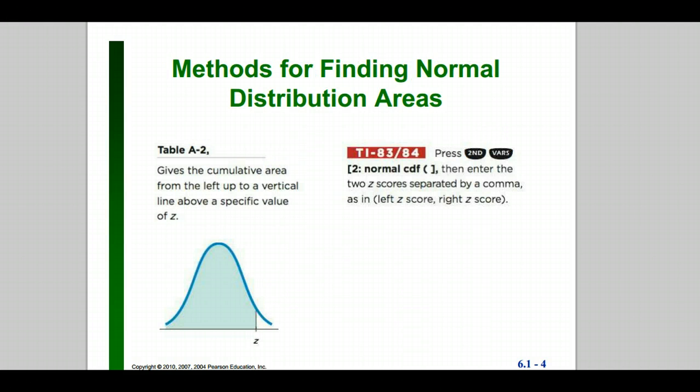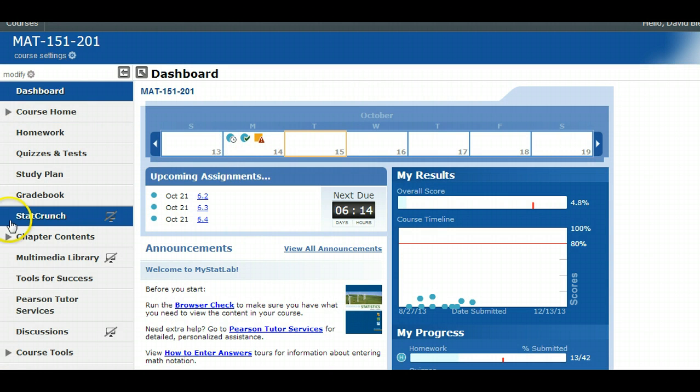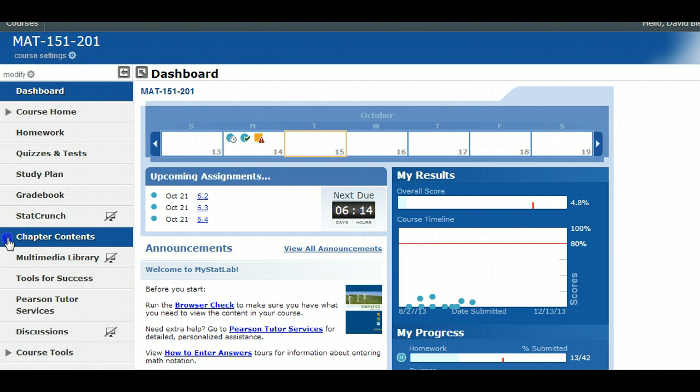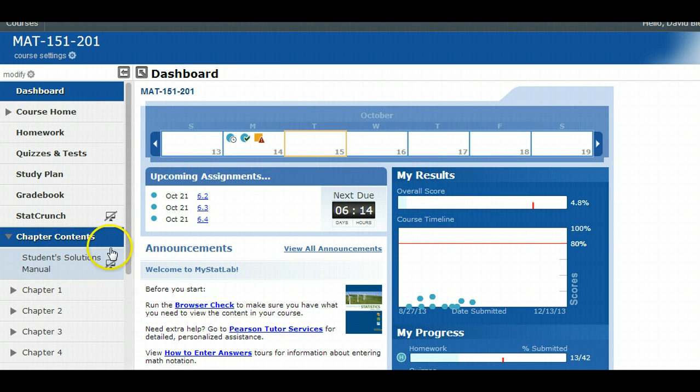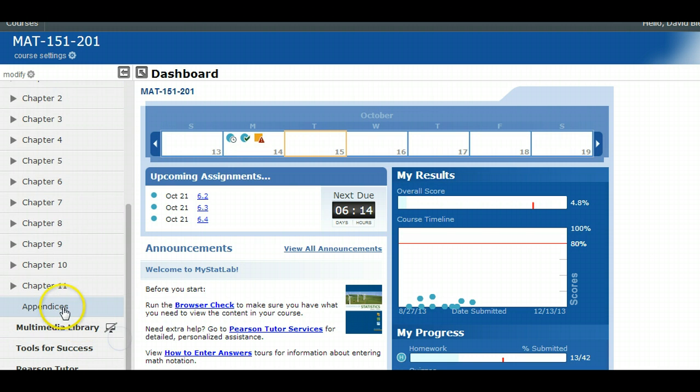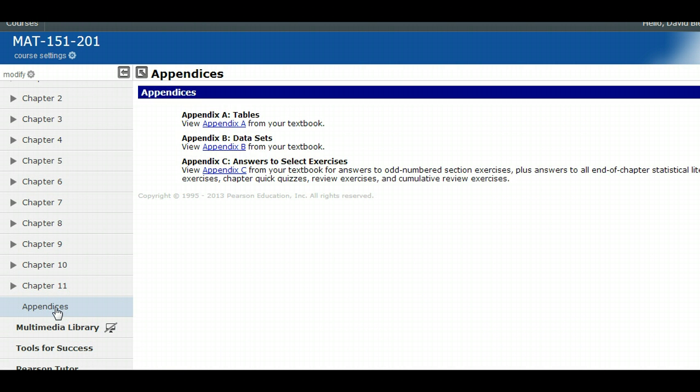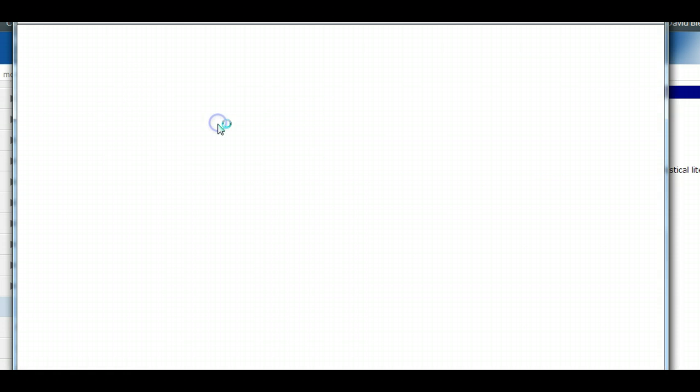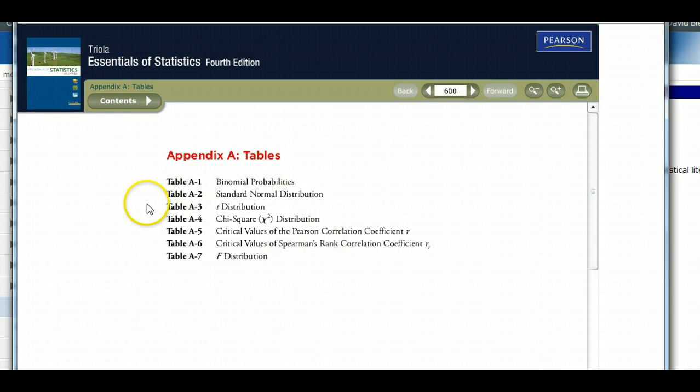Alright, the methods that we're going to use to find areas are the table A2. It's in the back of your book. I'll show you how to find that table. So here's our class's main page. If you click on chapter contents here and open that up, and then scroll down until you see the appendices down here at the bottom, click that, and then appendix A is tables. If you open that appendix A, it will open to these, and you see here what it was saying.